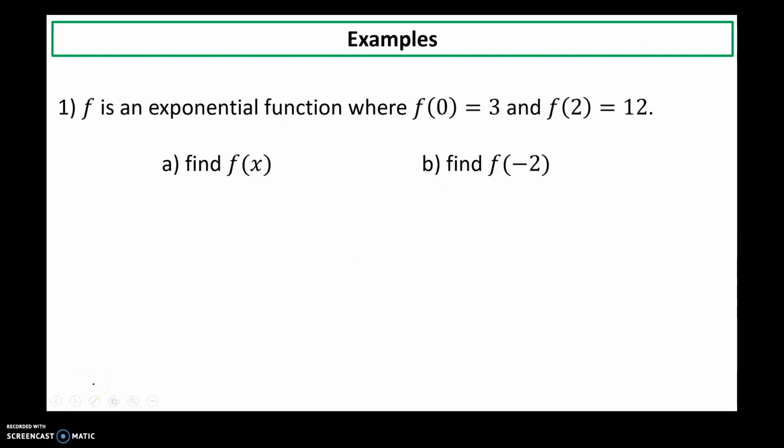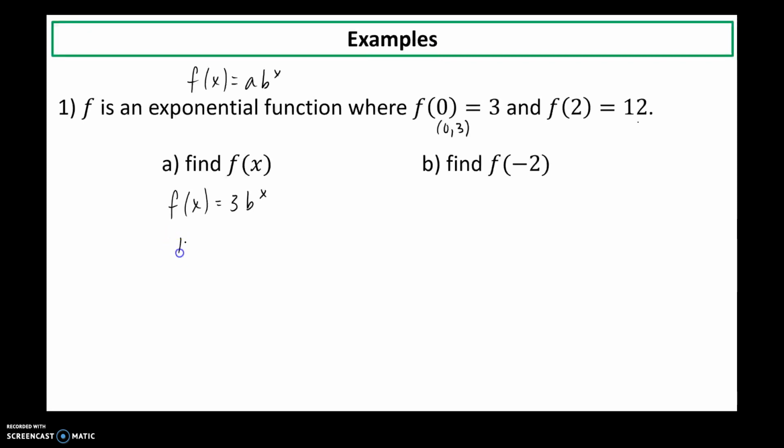Okay, f is an exponential function where f of 0 is equal to 3 and f of 2 is equal to 12. Find f of x. So it's an exponential function, so we know its parent function is ab to the x. If f of 0 is 3, that's the point (0, 3). That's my initial value, so I automatically know that a is equal to 3. Now to find the value of b, our growth factor, that's where we plug in our other point.